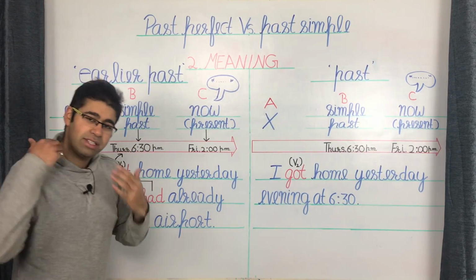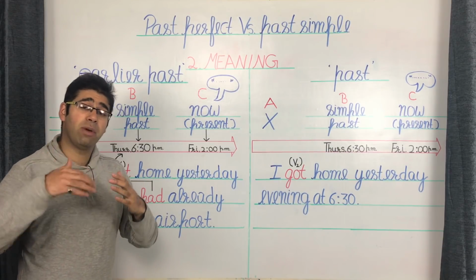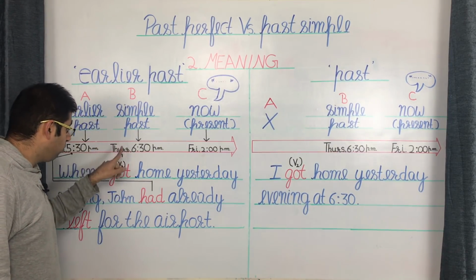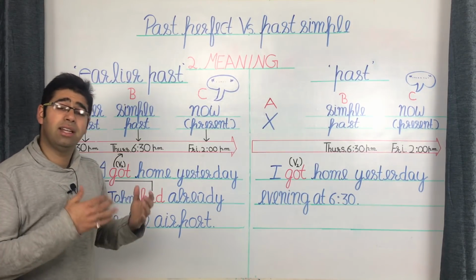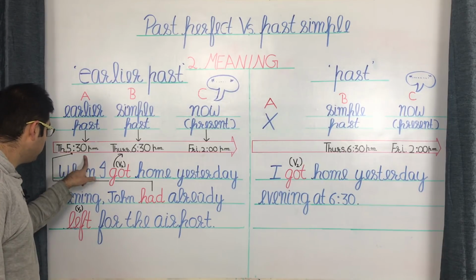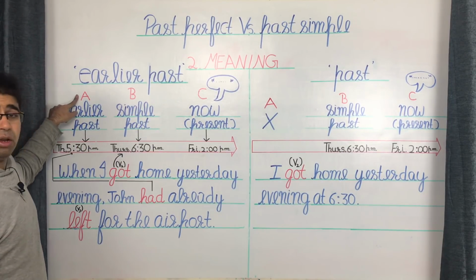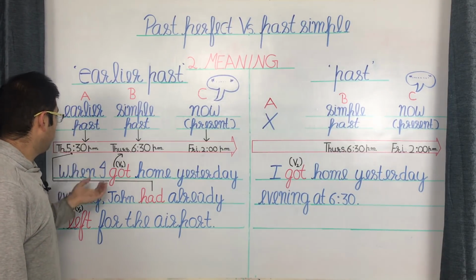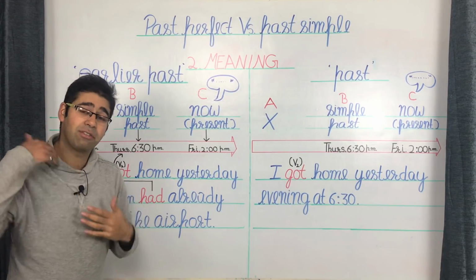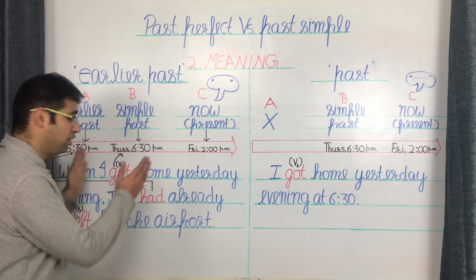But if within the same sentence you also make reference to an event which had taken place even before point B, that's even before Thursday 6:30 p.m., let's say 1 hour prior to that, which brings us to Thursday 5:30 p.m. Now this point A on the timeline is going to serve as the earlier past or the past perfect. Let's understand that further by fitting this entire situation into a sentence.